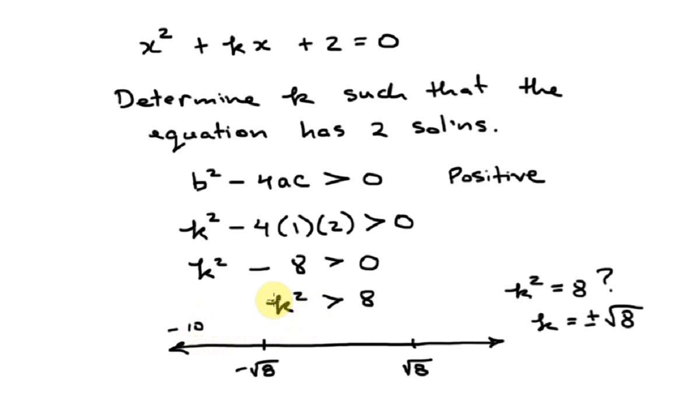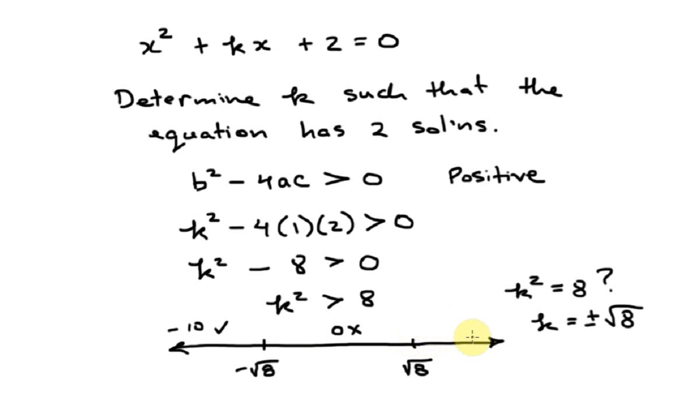Now, if I put negative 10 in here for k, that's going to give me negative 10 squared, or 100. Well, 100 is greater than 8. So this is definitely a true zone down in this area here. In the middle zone, I might try a number like 0. Okay, if I plug 0 in, 0 squared is not greater than 8. So this does not work in this middle area here.